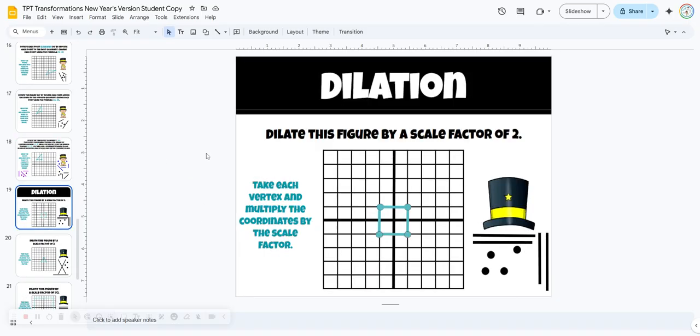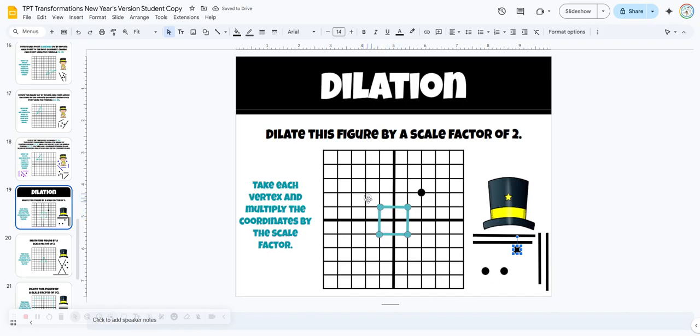Then we move on to dilation. Dilation means we're going to change the size of a shape by a scale factor. On this one, we want to increase the size of this square by a scale factor of 2. That means we're going to take the coordinates of each of these points and multiply by 2. So instead of (1, 1), we now have (2, 2).